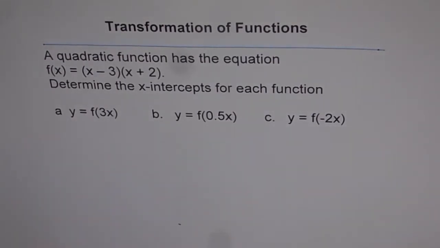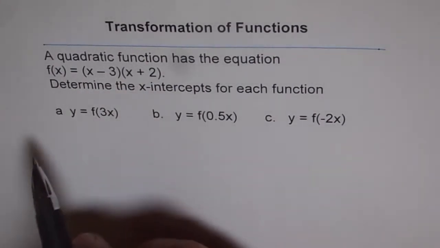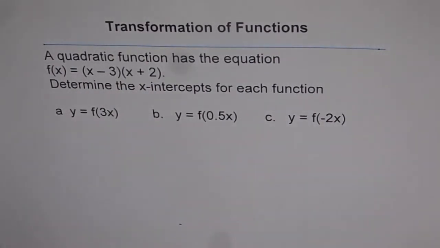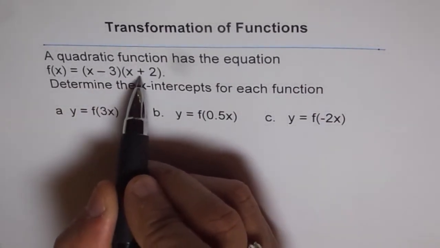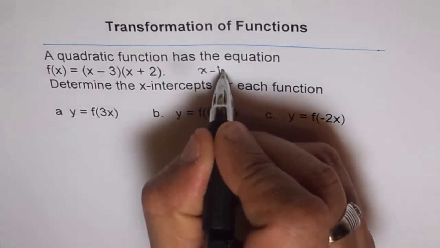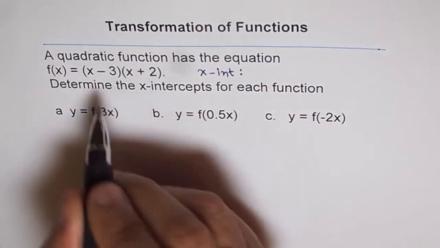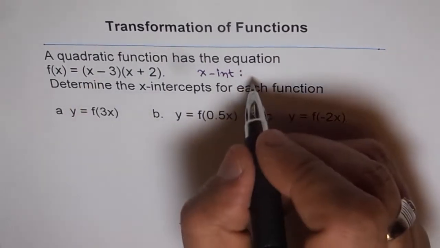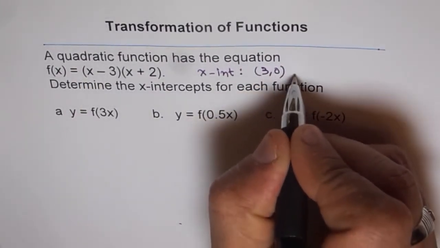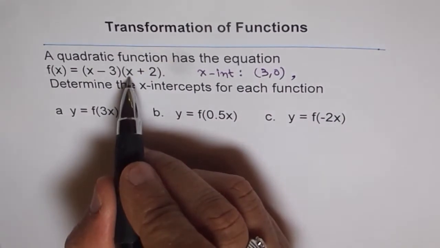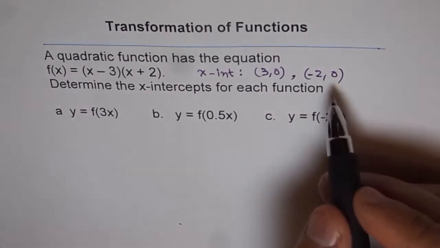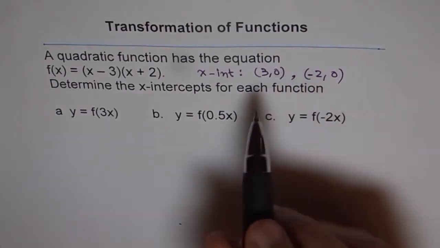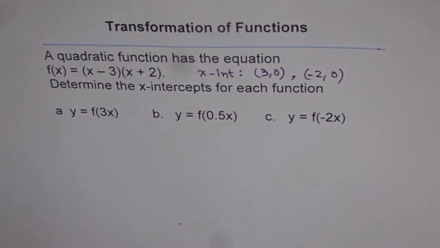As you can see, we can find the x-intercepts on the original function f(x). If f(x) is (x - 3) times (x + 2), then what are the x-intercepts here? One is at x = 3, so I can write this as (3, 0), right? And the other one is at x = -2, so that is (-2, 0). At the x-intercept, y values will be 0, right? So these are the intercepts on f(x).